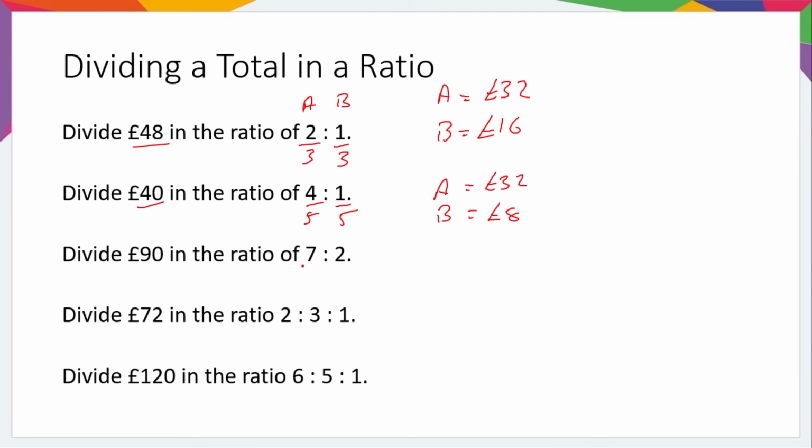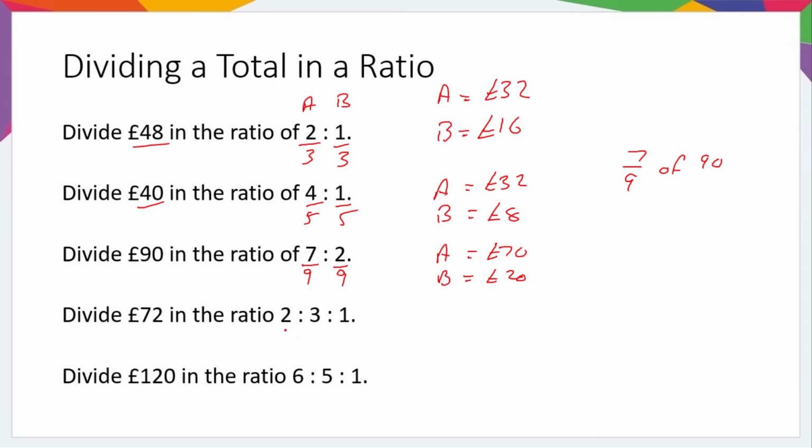In the next example, we're dealing with ninths because 7 plus 2 is 9. So person A will receive 7/9 of 90. So really this skill just reinforces the fraction of an amount. What is 7/9 of 90? 90 divided by 9, which is 10, times 7, which is 70. And person B 2/9, which is 90 divided by 9 times 2, which is 20.